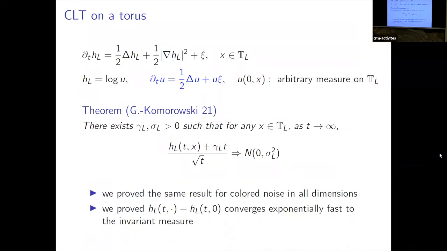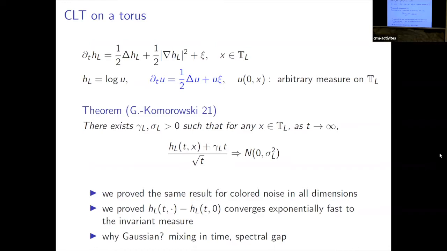Of course, in high dimensions there is also an invariant measure, but we don't know what it is. Why Gaussian here? As I mentioned, it's on the torus, so there is a spectral gap, so you have exponentially fast mixing. One way to understand this is to look at the nonlinear term. This grad H solves the Burgers equation, and as you can imagine, it converges exponentially fast to the invariant measure.